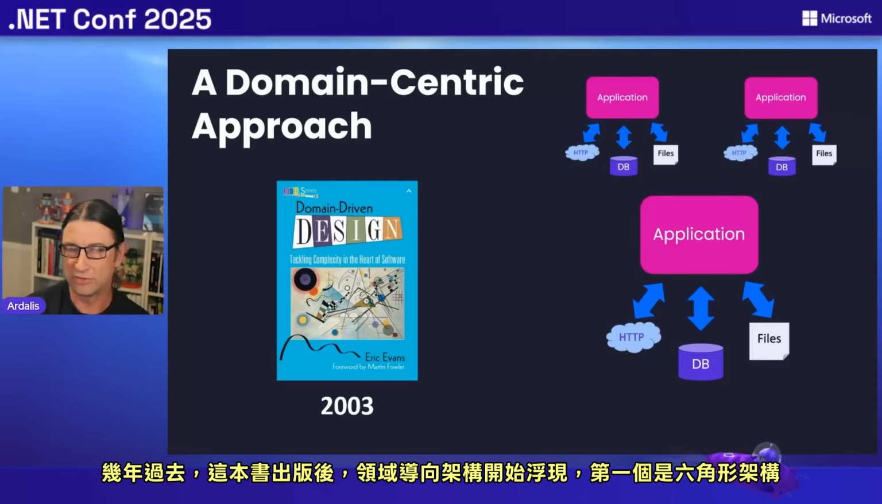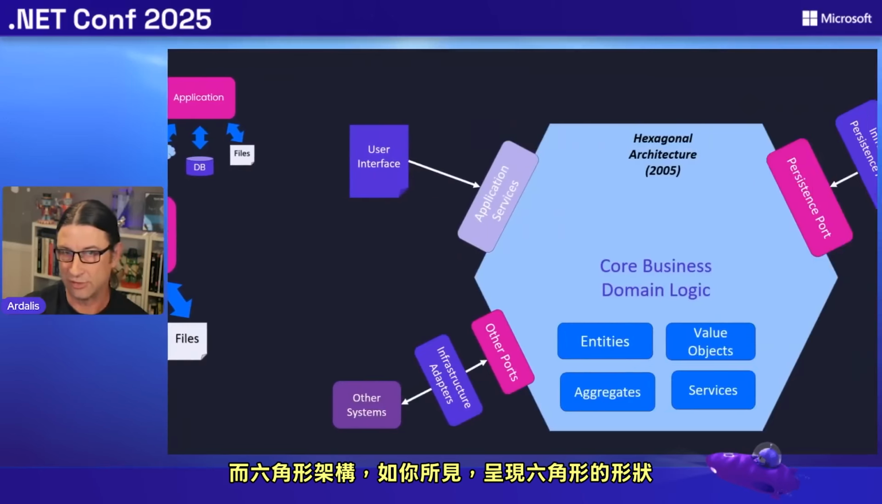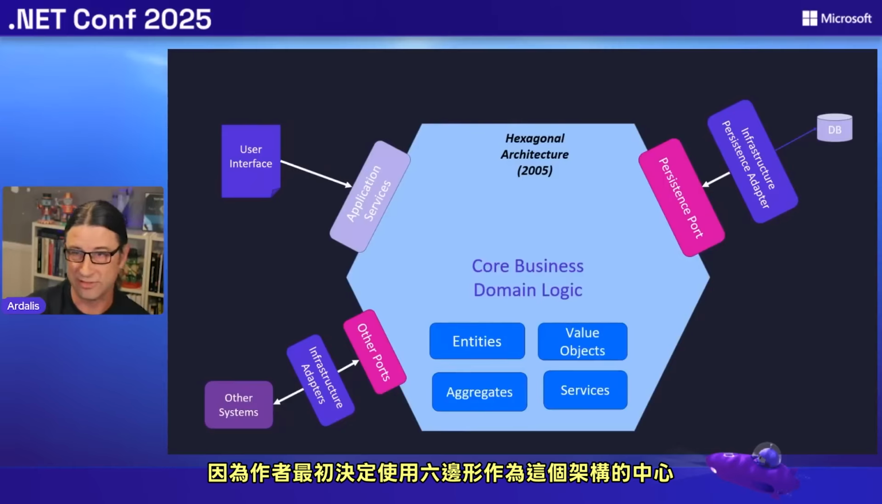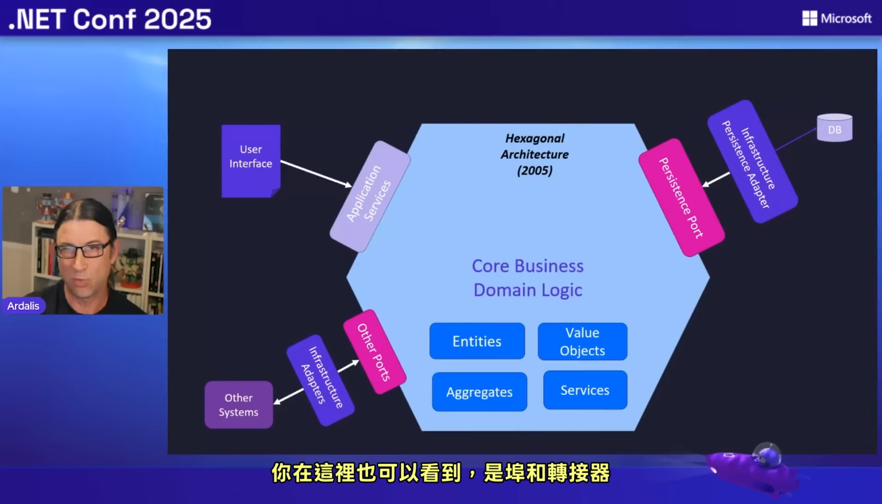All right, so a couple years go by after this book's been published, and the first of the domain-centric architectures really start to come on the scene. And the first of these was hexagonal architecture. And hexagonal architecture, as you can see, has a hexagonal shape, right? Because the author originally decided to use a hexagon for the center of this architecture, and so that's where the name came from. A better name for it, which you can also see on here, is ports and adapters.